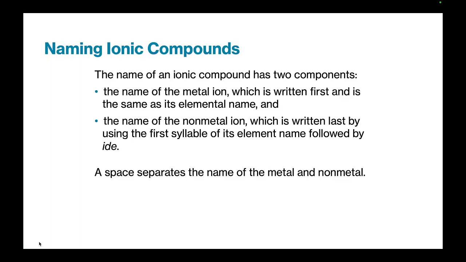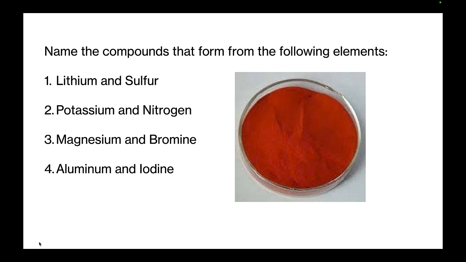Okay, so just to review that naming concept that we just talked about, you're going to write the name of the metal ion. It's going to be written first. It's the same as its elemental name when you write it out. And then for the name of the nonmetal ion, or the anion, you're going to write that last, and you'll use the first syllable of its element name followed by IDE. And then a space will separate the name of the metal and the nonmetal. And we just saw that for all of these examples here. So we ended up with lithium sulfide, potassium nitride, magnesium bromide, and aluminum iodide.